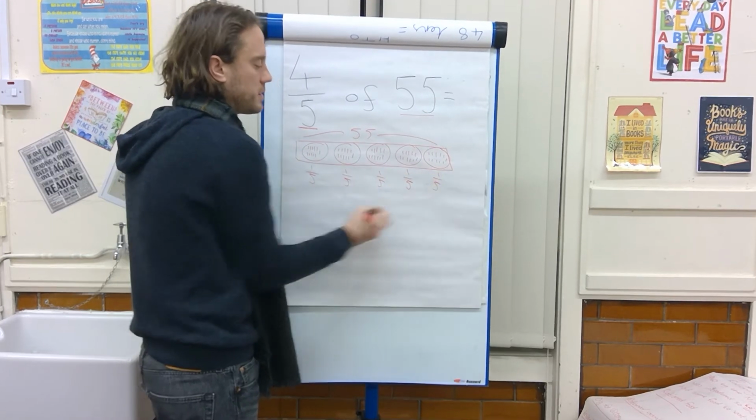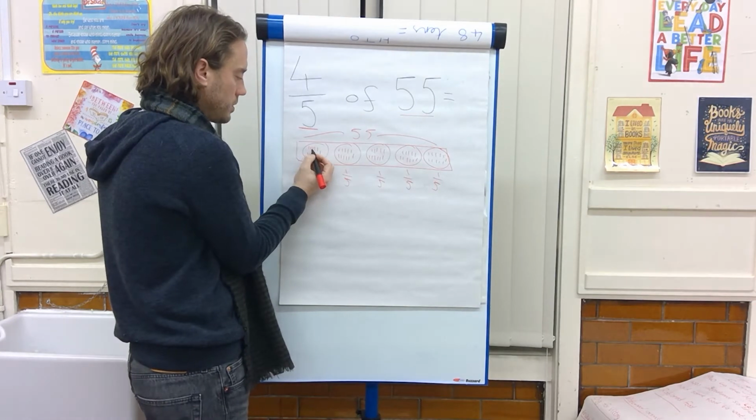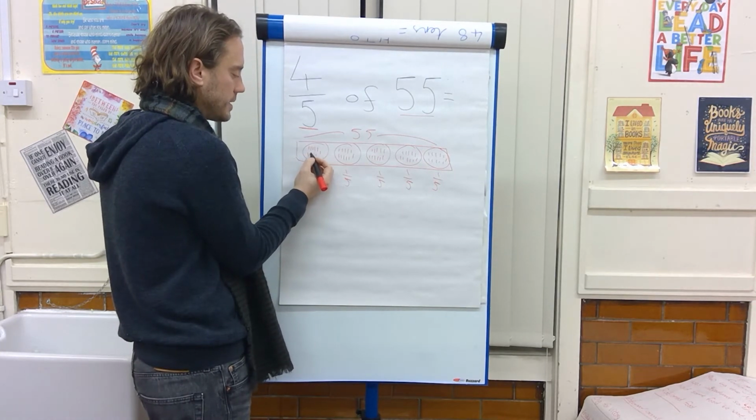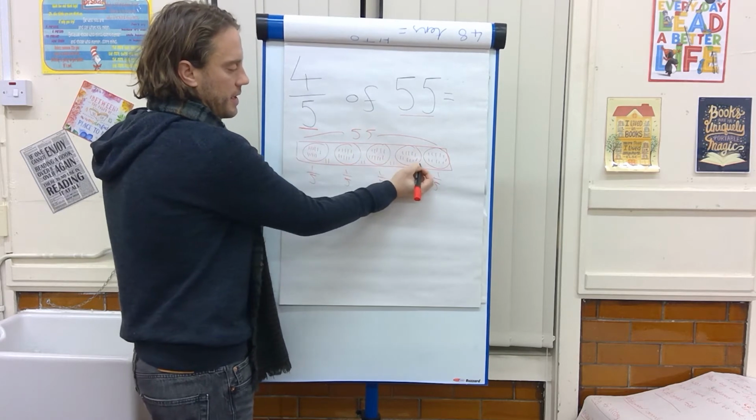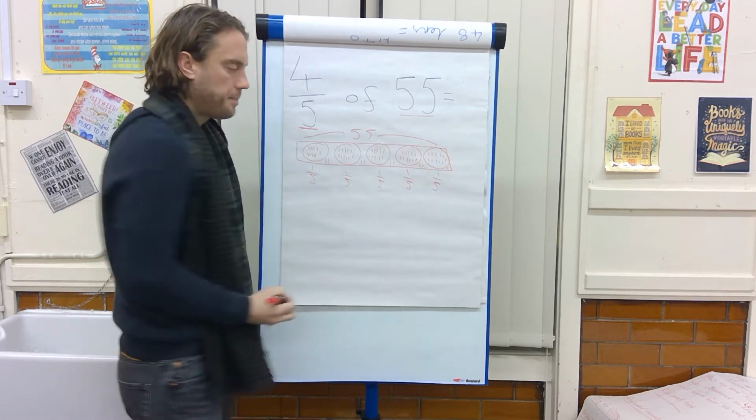Here's 1 out of the 5 parts. How many in each part? 1, 2, 3, 4, 5, 6, 7, 8, 9, 10, 11. So you've got 11 there, 11 there, 11 there, 11 there, and 11 there.